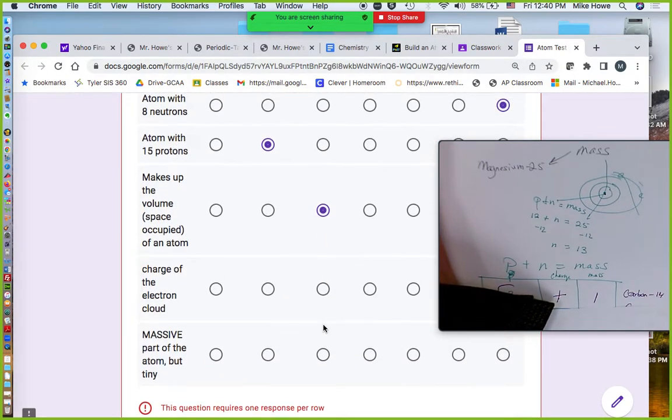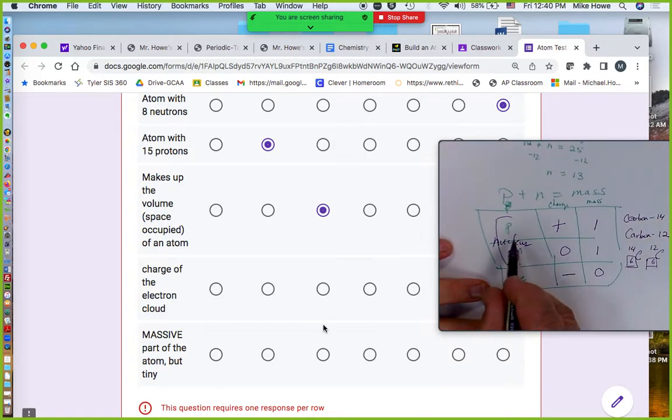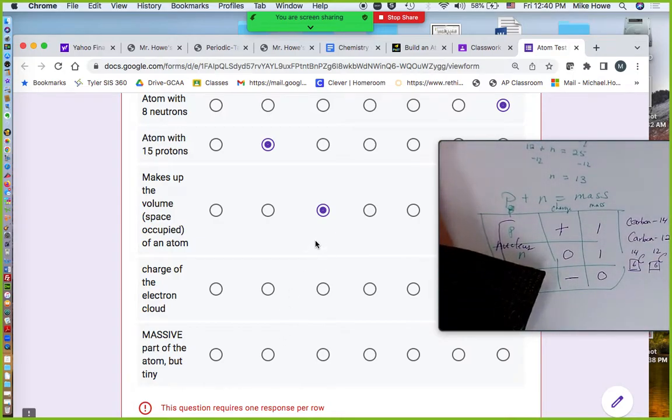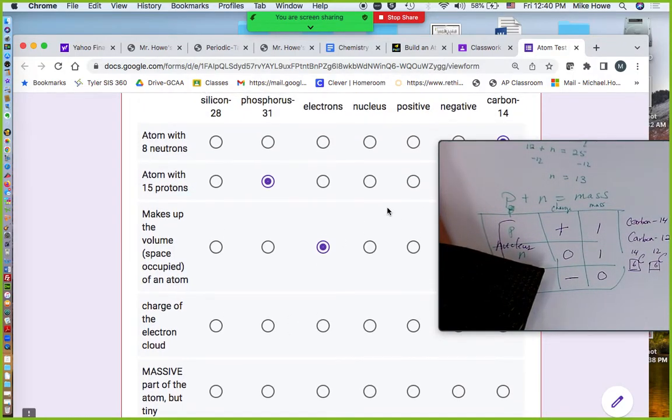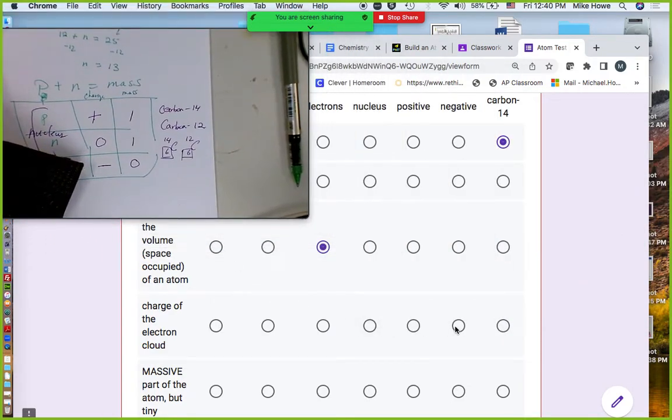The charge of the electron cloud, go back to the chart I had earlier, which one of these three particles is negative? The electron. So the charge of the electron cloud would have to be negative. So you look for negative. So charge of the electron cloud is negative.